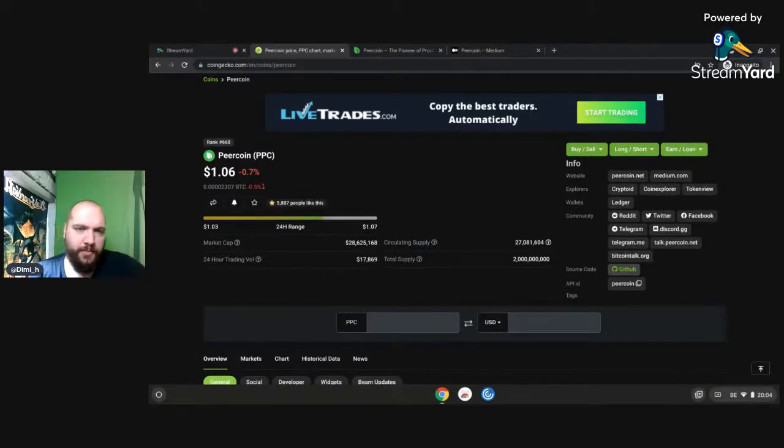What else do we see here? Current market cap, 28,625,168 US dollars. 24-hour trading volume, only 17,000. Damn. Circulating supply, 27 million. Total supply to ever be created, 2 billion. I like seeing here that there's a total supply, so there's going to be a max cap of 2 billion coins. It implies, if there's a max cap, that it will increase in value over time, notwithstanding its current state of affairs or how much is being mined or in circulation.